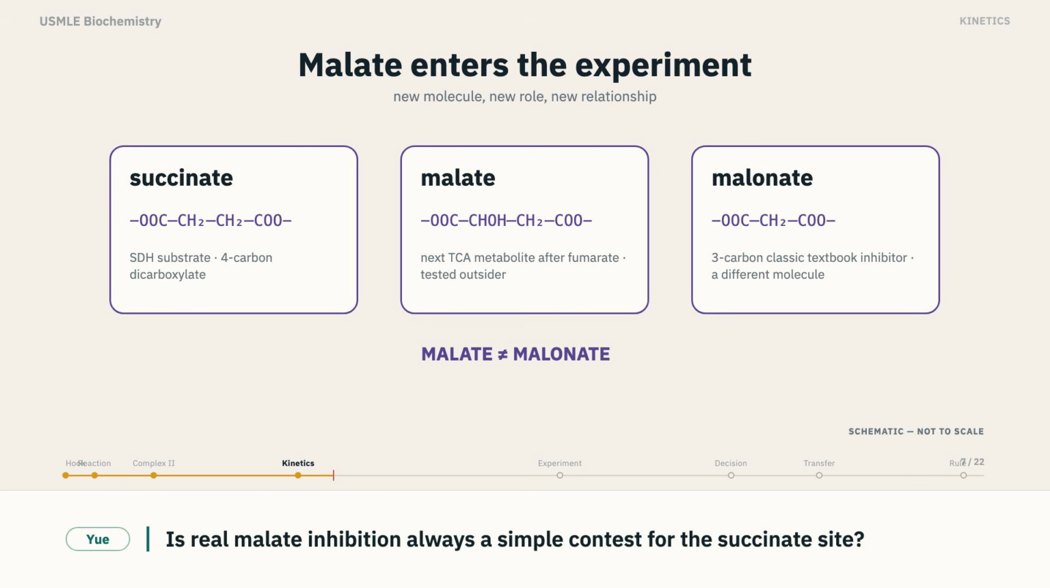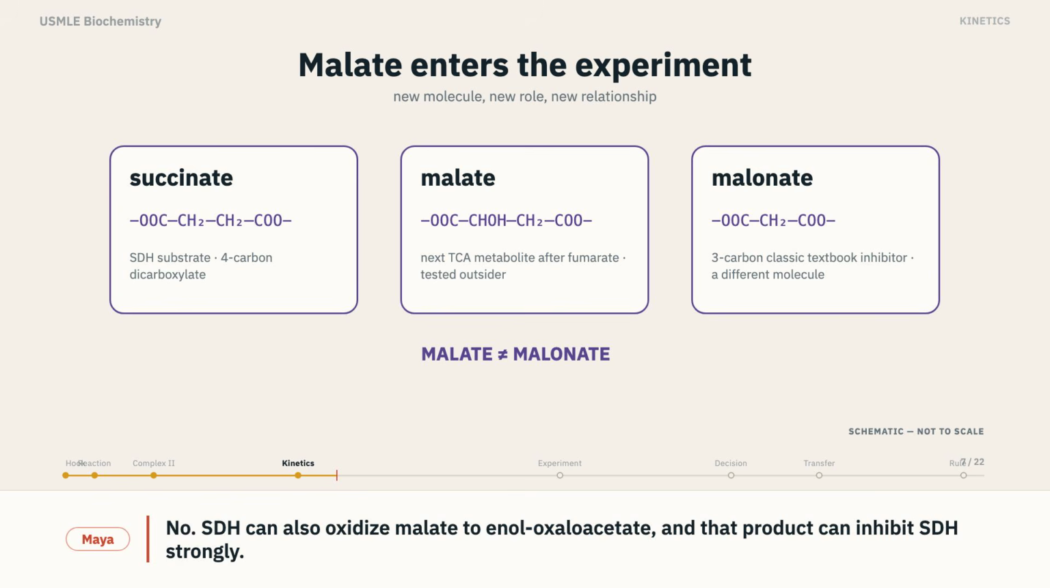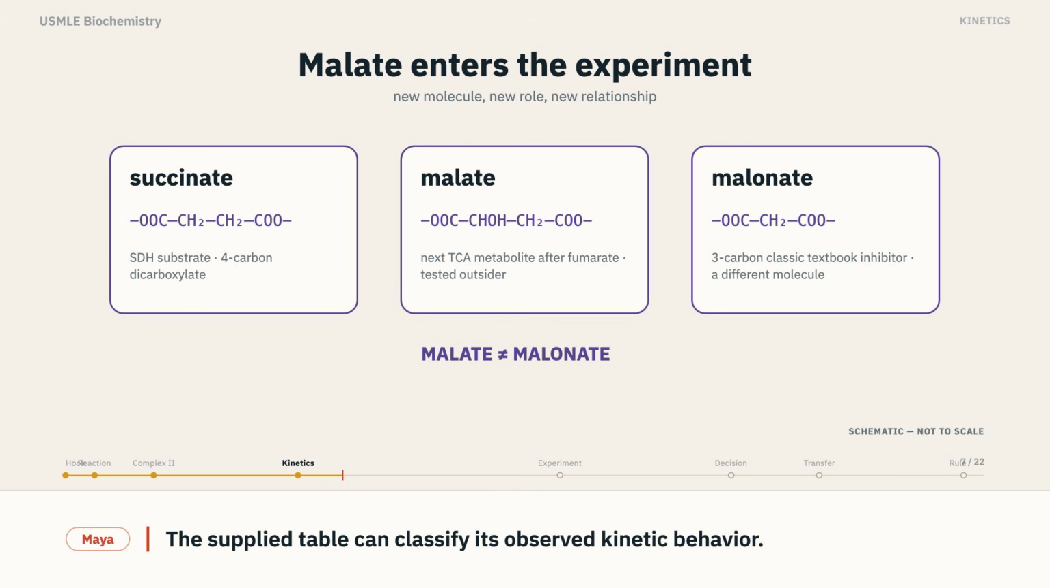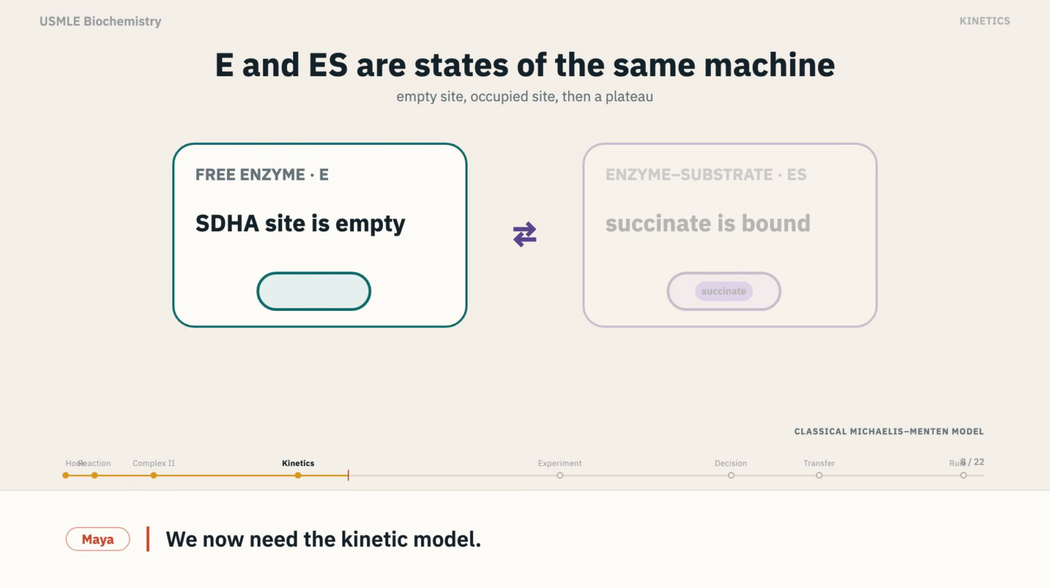Is real malate inhibition always a simple contest for the succinate site? No. SDH can also oxidize malate to enol oxaloacetate, and that product can inhibit SDH strongly. Real malate-dependent regulation can be more complicated than one reversible binding step. The supply table can classify its observed kinetic behavior. It cannot prove that only one physical mechanism exists. We now need the kinetic model.